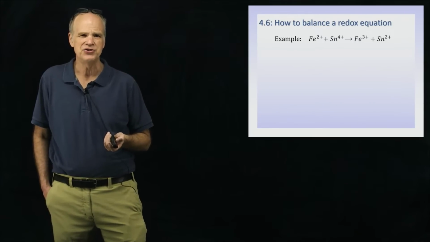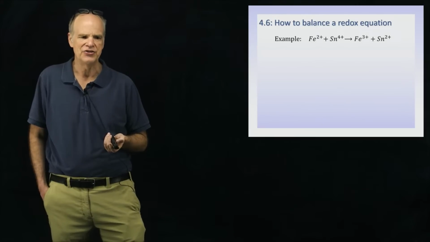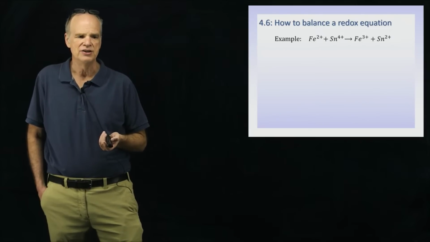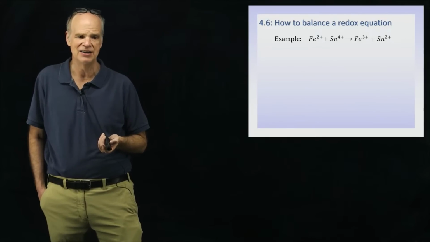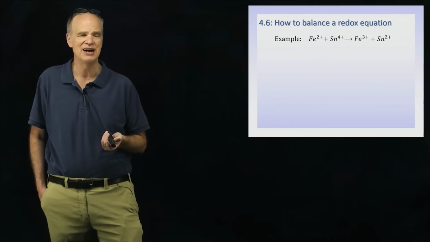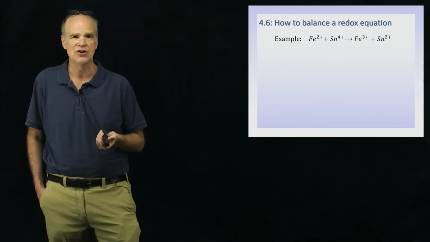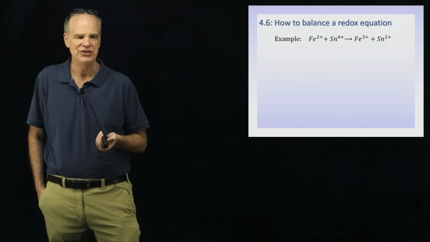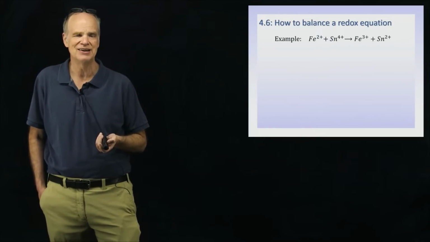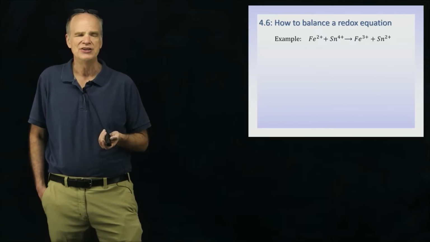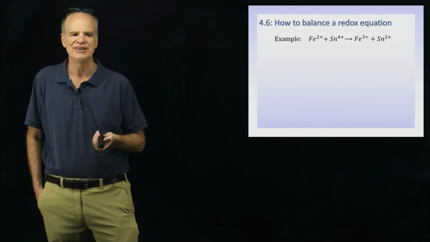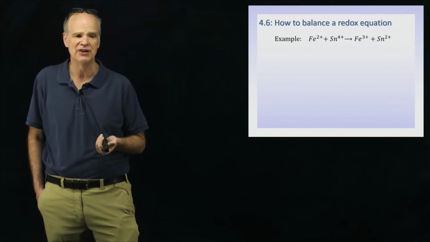Now, let's first check for atom balance. If you look at that equation, if you just look at the iron ions, you will see that there is one iron ion on the left, and there's also just one iron ion on the right. So iron atoms are balanced. Tin, there's one tin ion on the left, and there's only one tin ion on the right. So tin ions are balanced. Okay, now we have to check for electron balance.